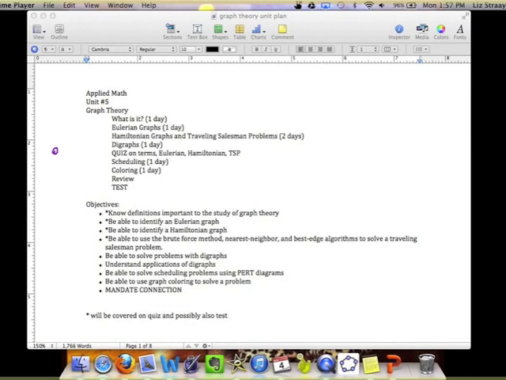Okay, the test for this unit could be over stuff that has the stars and stuff we haven't tested yet. So most importantly, making sure that you still know the major definitions. I'm not going to test you again on walk, path, trail, circuit, but making sure that you still know what it means to be the degree of a vertex, the order of a graph. Okay, those kind of things are still really important words. So making sure that you know those words.